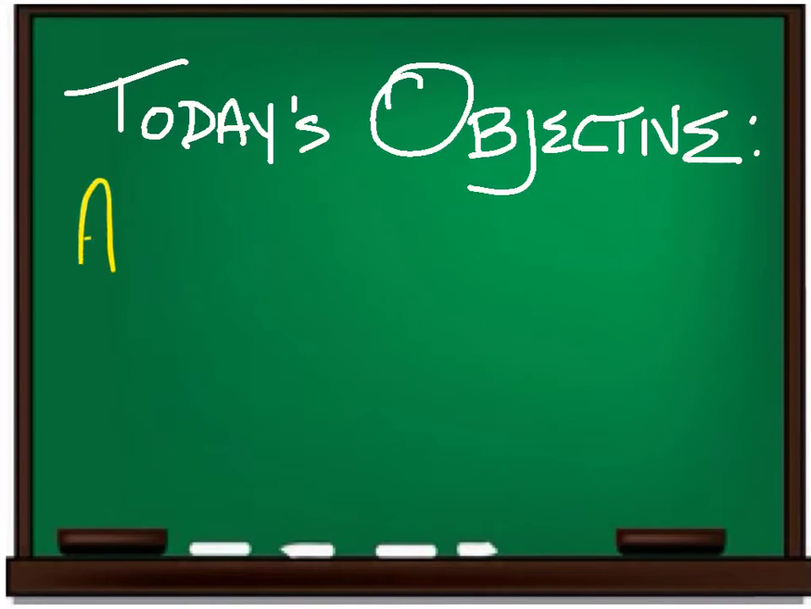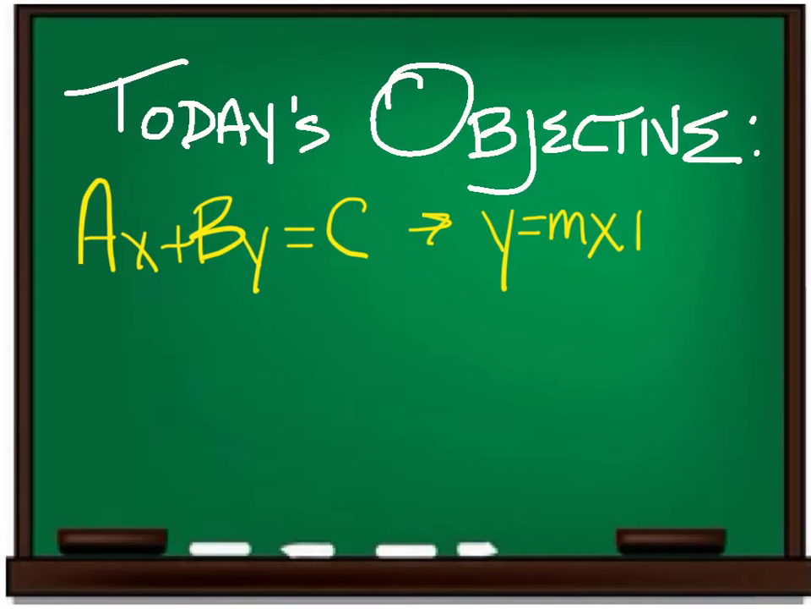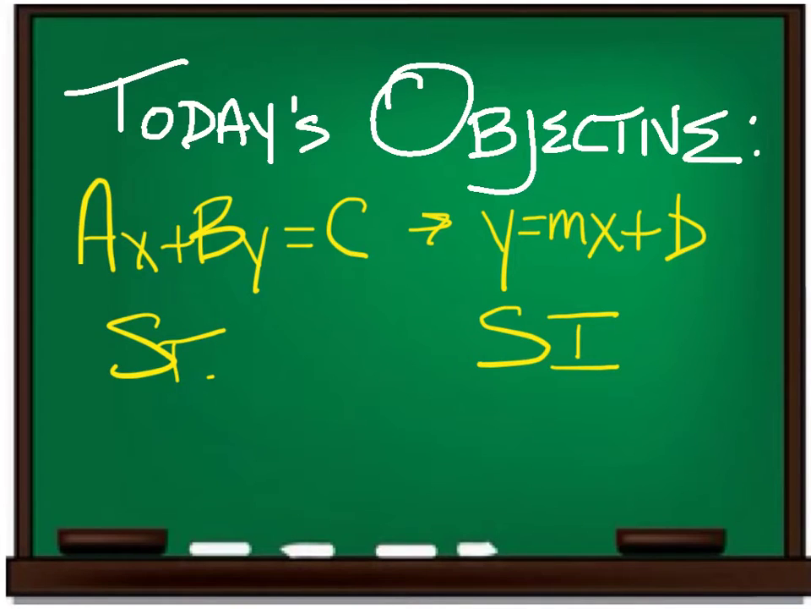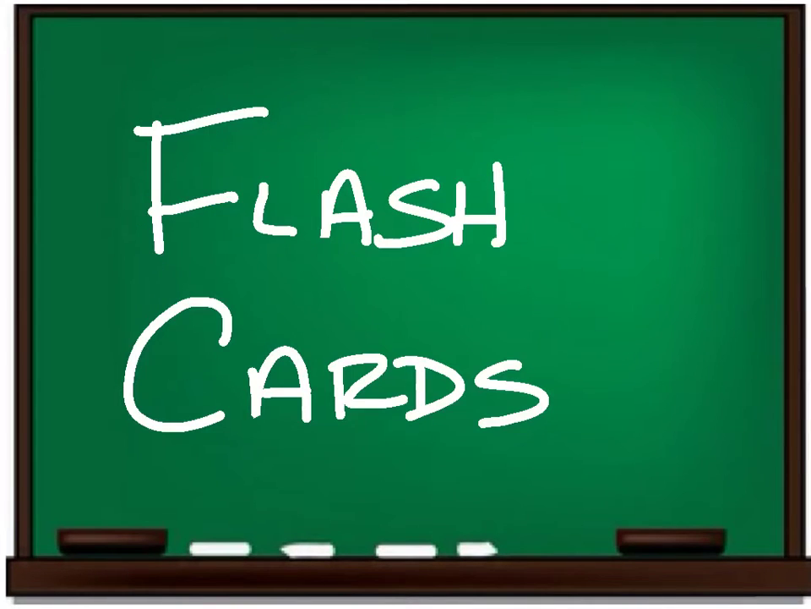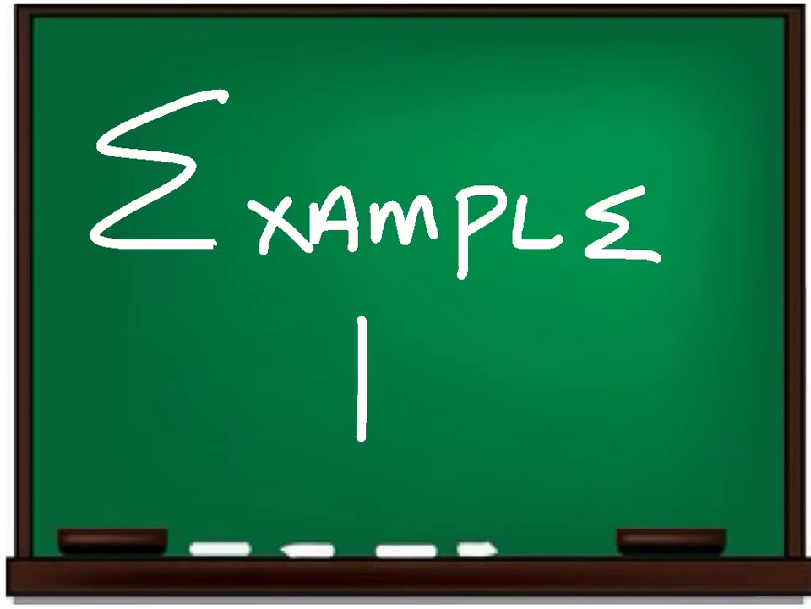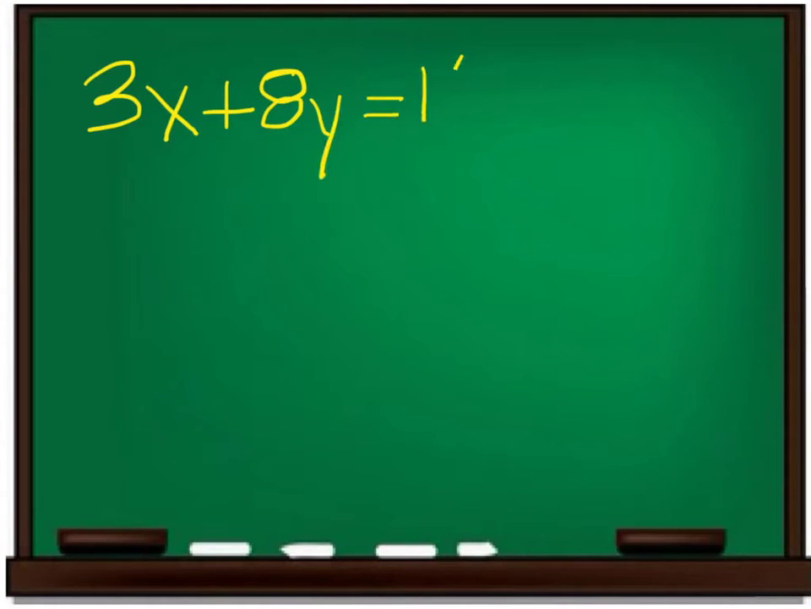Today's objective is to switch from standard form to slope-intercept form. This is standard, this is slope-intercept. Example 1. 3x plus 8y equals 16. And you want to change it from that to slope-intercept form.